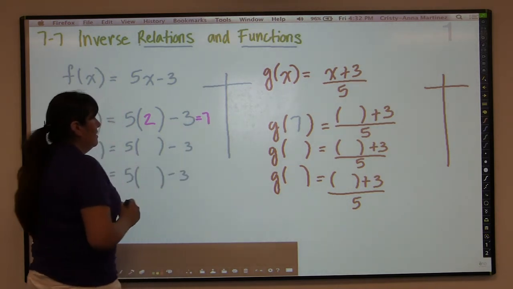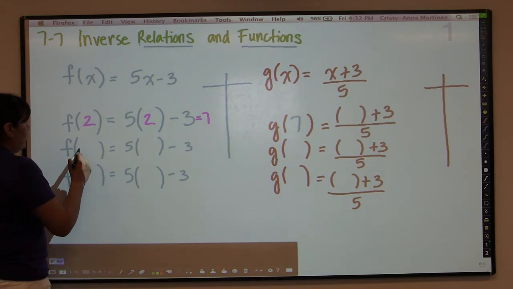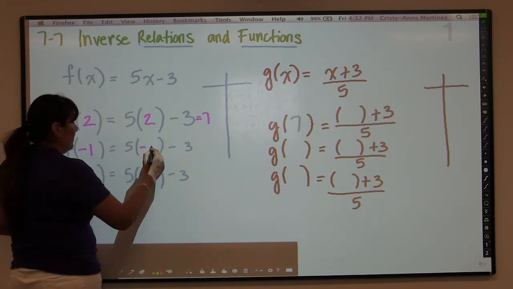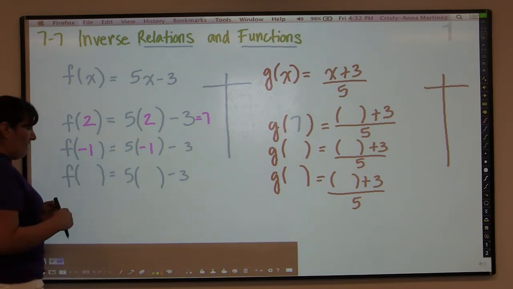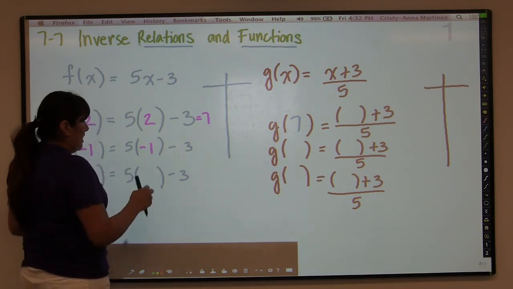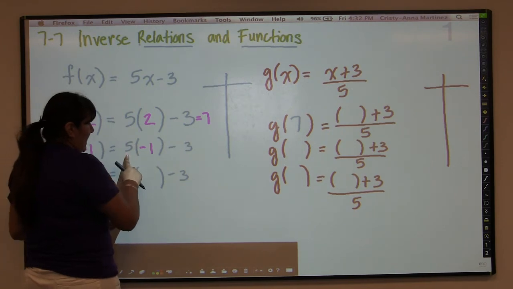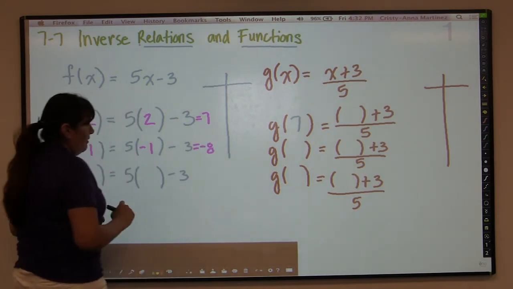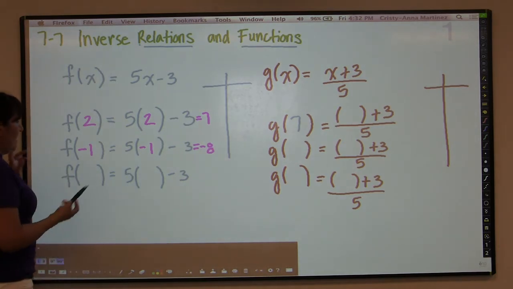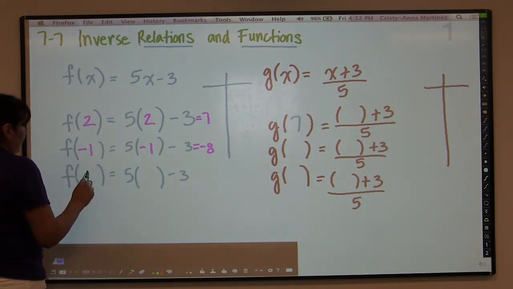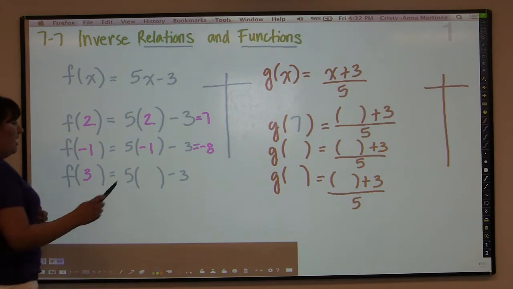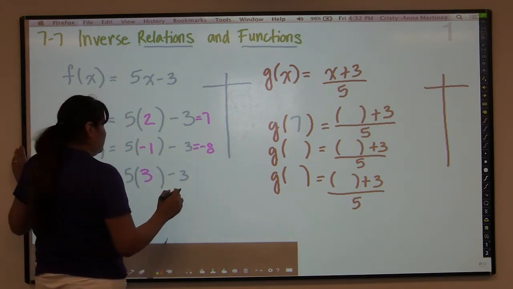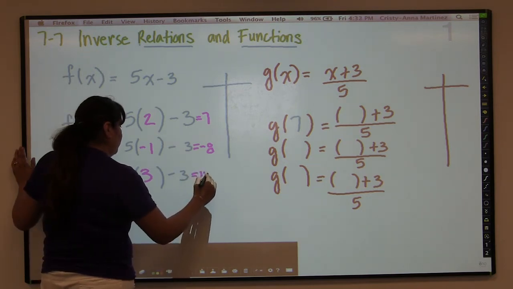7. So what if I put a negative 1 into the function? I take negative 1, the machine multiplies it by 5, and then subtracts 3. So if I multiply by 5, I get negative 5 minus 3, which is negative 8. All right? And then let's just try a 3. I put a 3 in here, and 5 times 3 is 15, and 15 minus 3 is 12.